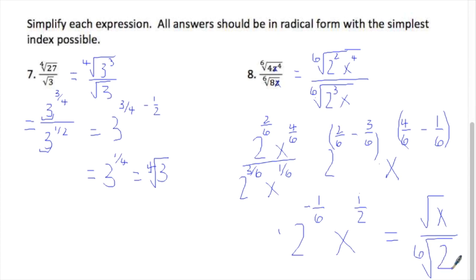We can see how being able to convert these into rational exponents allowed us to use these simplification properties that work on exponents. We turned this expression that had the 6th root of 4x to the 4th, and it all simplified down to just the square root of x over the 6th root of 2, which can be useful for dealing with expressions that look nasty to begin with. All right, that's it.